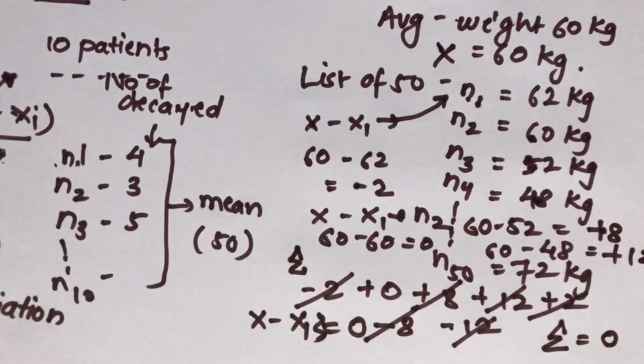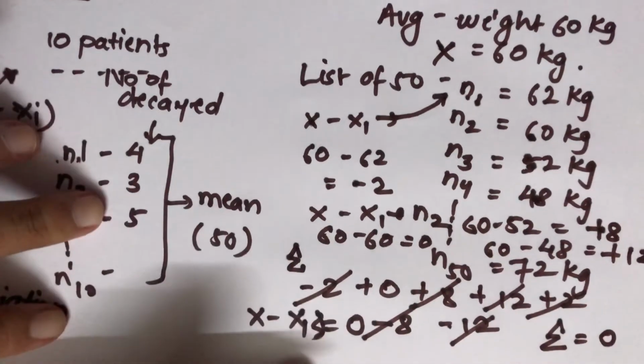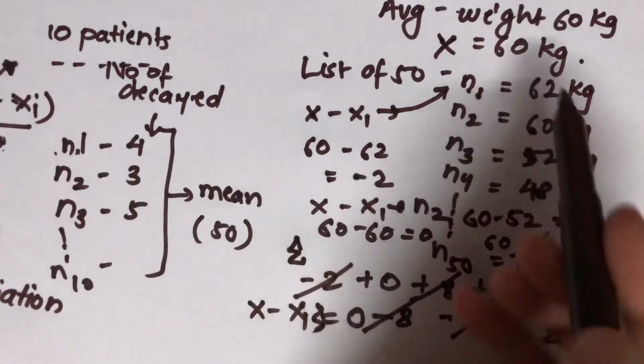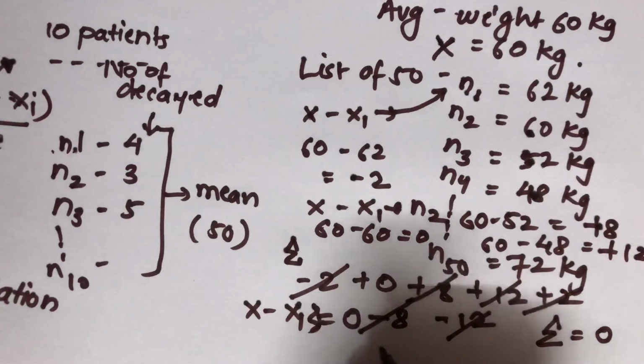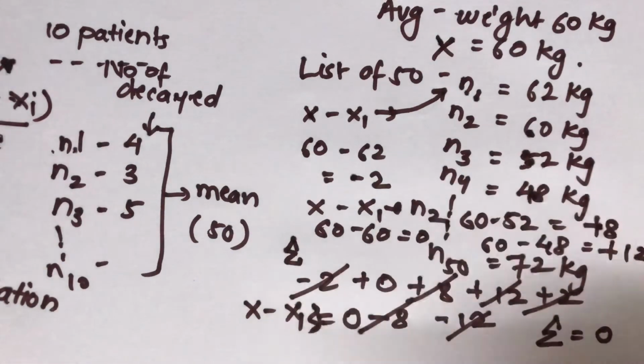But obviously that's not possible. You have seen the mean was 60 kg, and if your measure of dispersion is 0, that means every student in that group of 50 students has a weight of 60 kg. And that is practically not even possible. So this is the main problem that you see with the mean deviation, that it comes as 0.